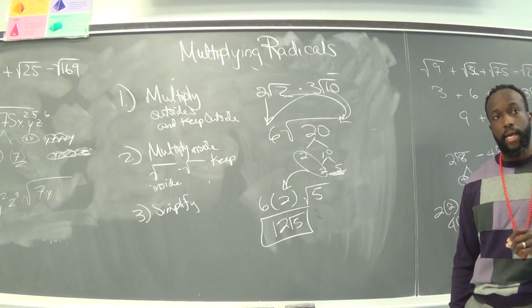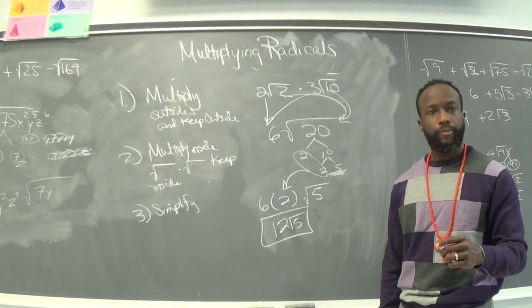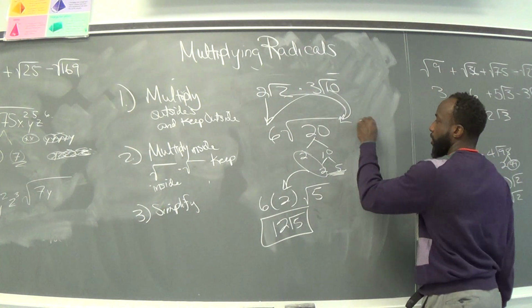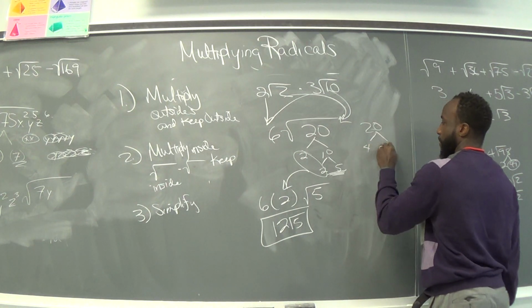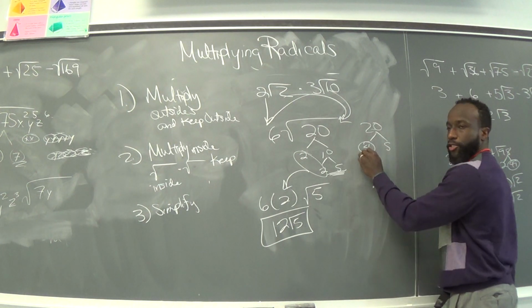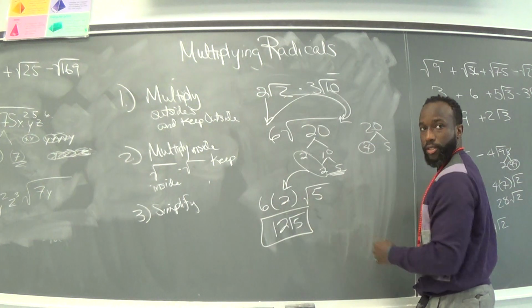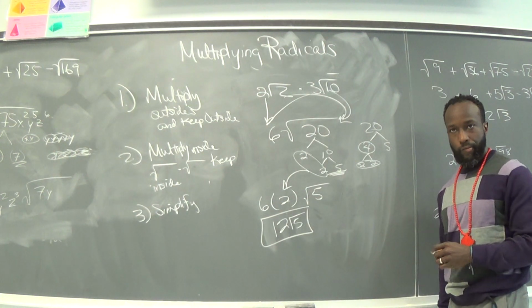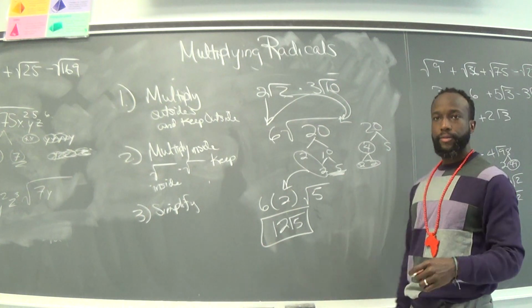Oh, okay, that makes sense. Okay? Yes, ma'am. Would it also work if you use 4 and 5? Wait, so you broke down 20 to be 4 and 5, right? Yeah. 4 is a perfect square. The square root of 4 is 2. So yeah, that'll be 2 and 2. Oh, and it'll be the same answer. Yeah, you get the same answer.